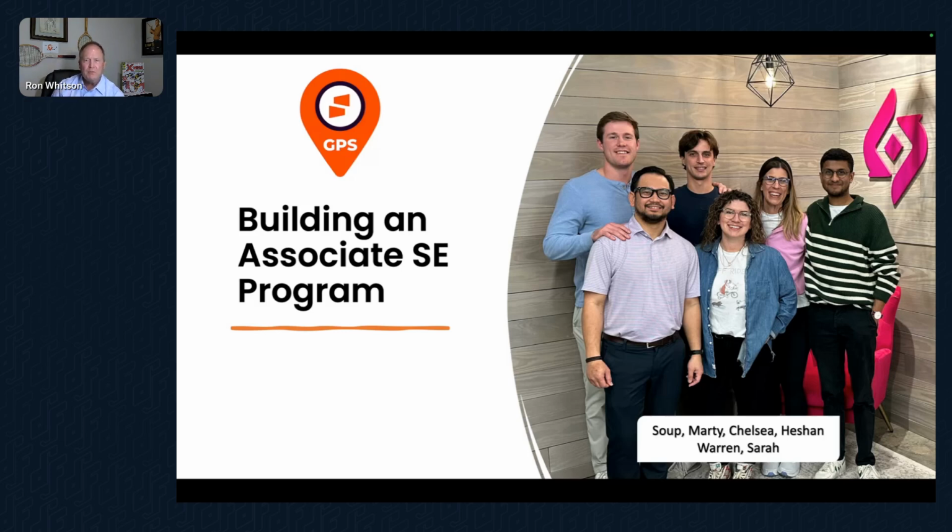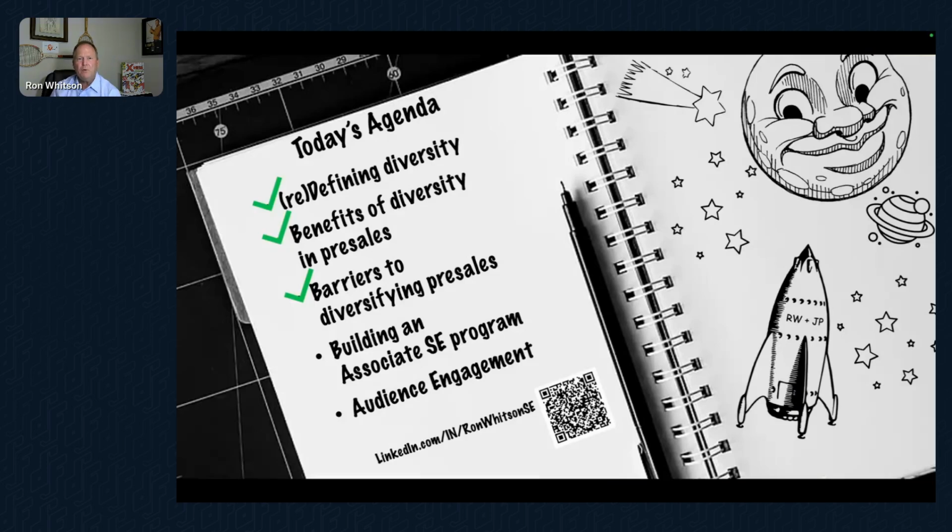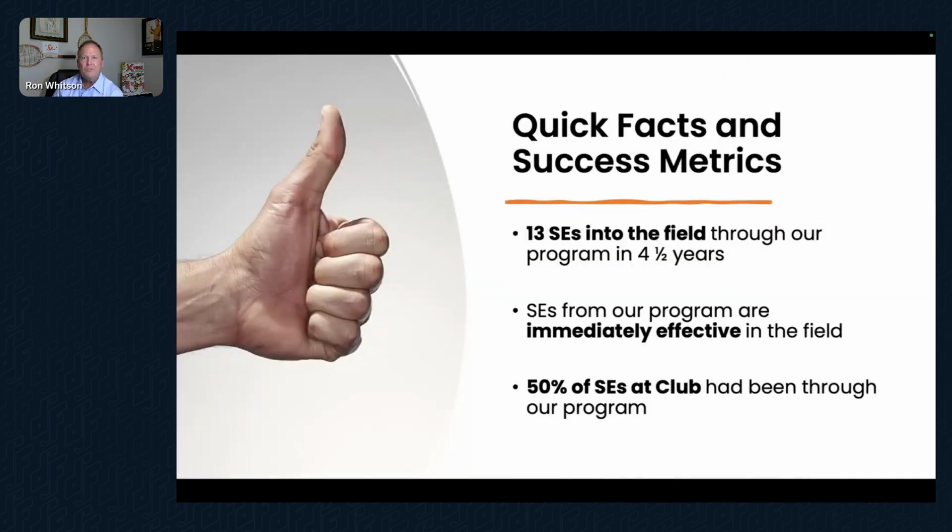So we've built out this program. Like I said, it's been in place for about 4.5 years now, and we have realized some successes. And I think that first number there is huge as far as understanding if the program has been successful. It's the idea that over 4.5 years, 13 SEs into the field. So that means that's 13 sales engineers that Seismic didn't have to go hire and ramp up and train.